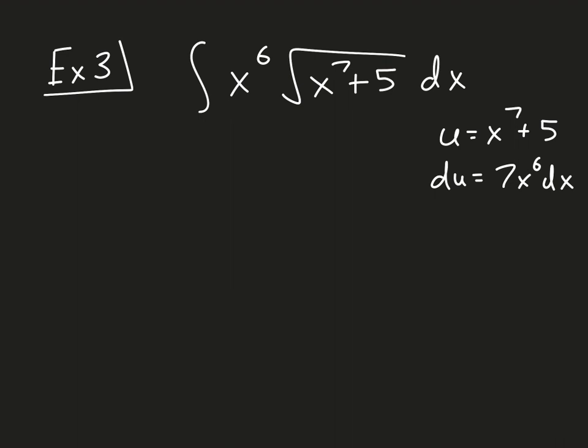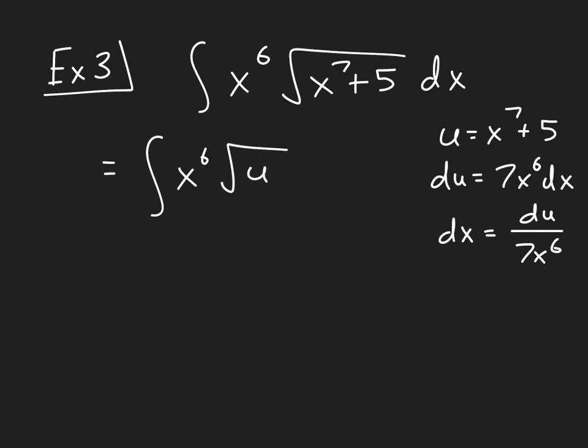So what I like to do for these problems is I actually isolate dx when there's not an obvious substitution. So dividing both sides by 7x to the 6th. And that way we can just plug in for dx. So going through it, we have x to the 6th times the square root of u times, replacing the dx with du over 7x to the 6th.